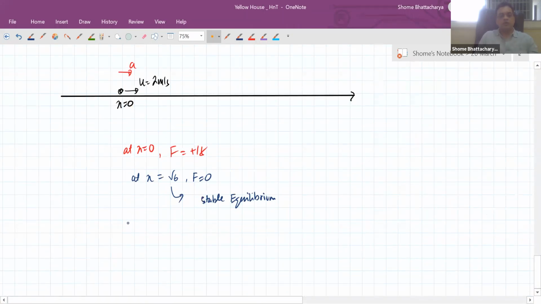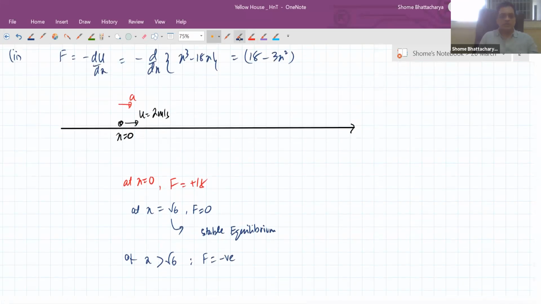So the force will be 0. But at x greater than root 6, what is happening? The force will become negative. So what is happening is that from here, as it is starting, let's say it goes to x equal to 1, x equal to 2, and like that. By the time it comes to x equal to root 6, which is just beyond 2, so somewhere here, at this point of time, just for an instant, its acceleration becomes 0.